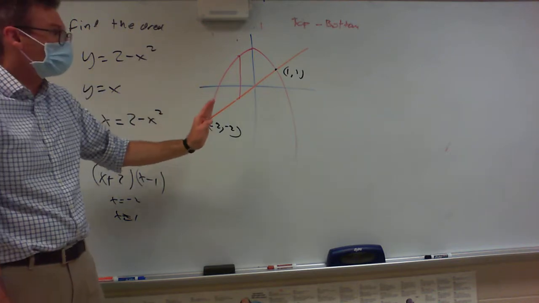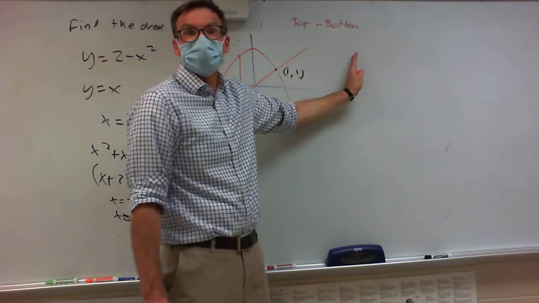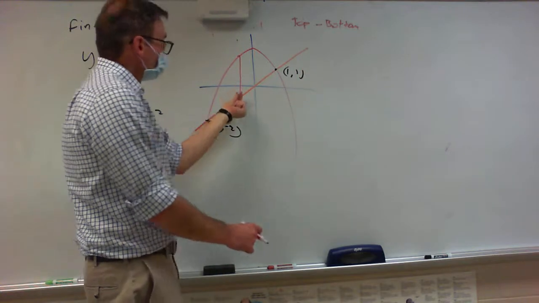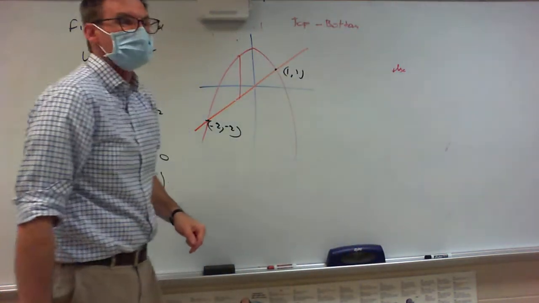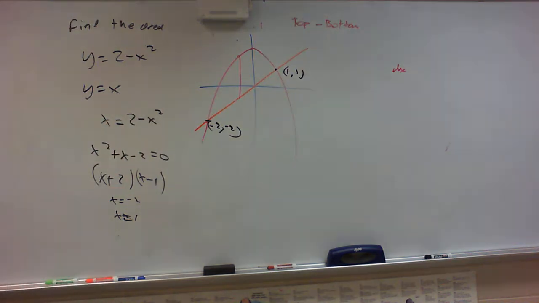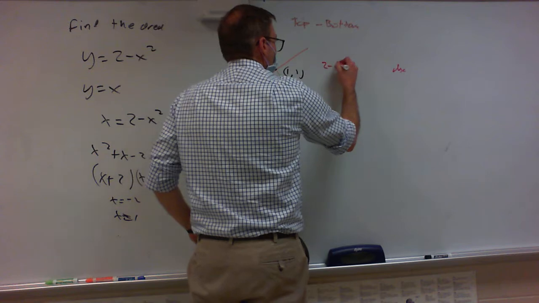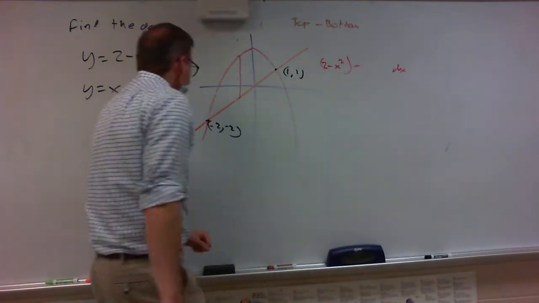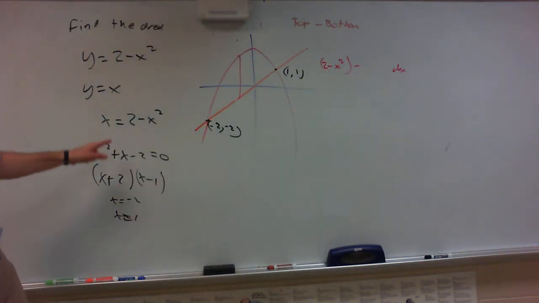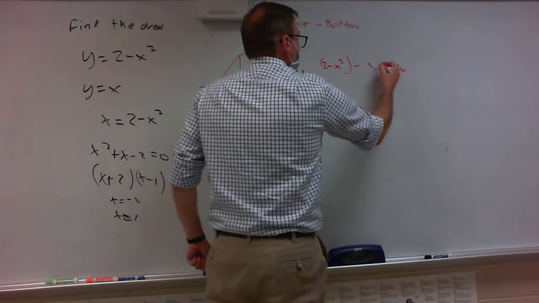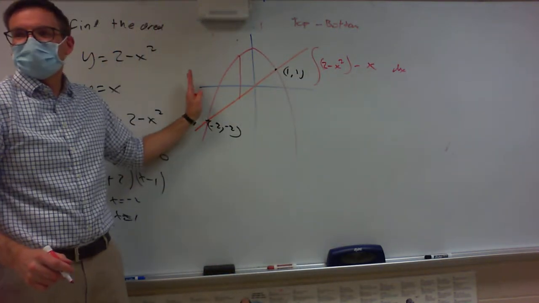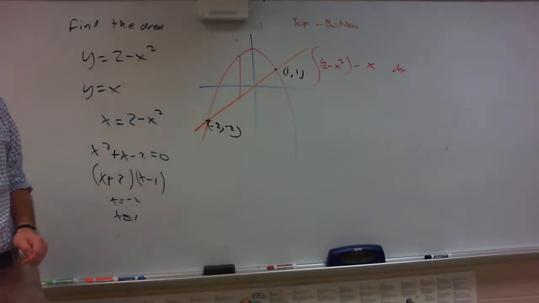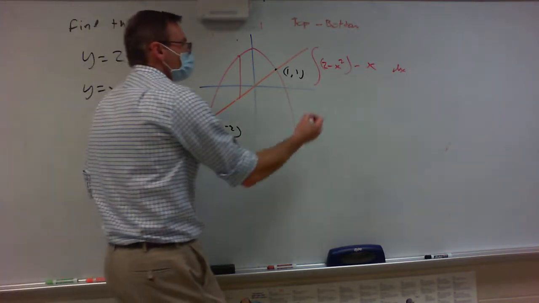And so now we're going to set this up. The width of my rectangle is dx. And I need top minus bottom. What is your top function? 2 minus x squared. What is your bottom function? x. And when we set up our integral, where are we stacking our rectangles? From where to where? -2 to 1. Perfect.